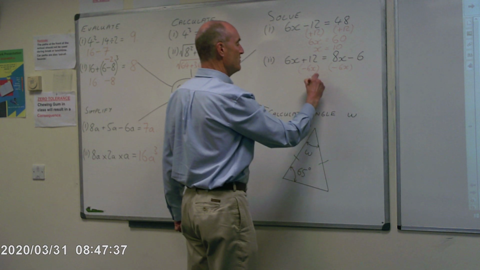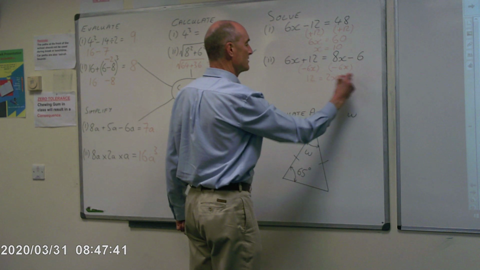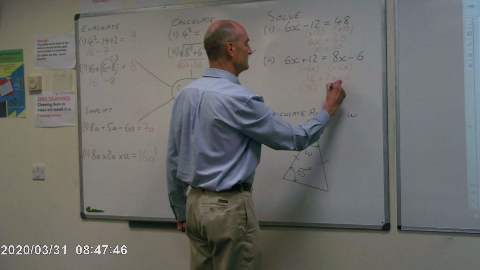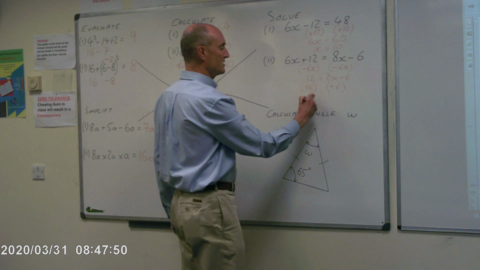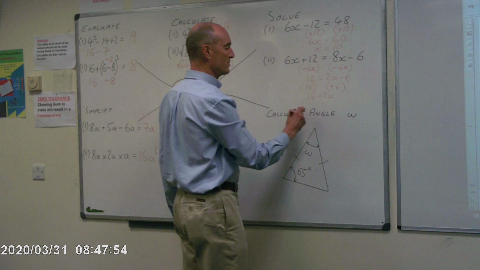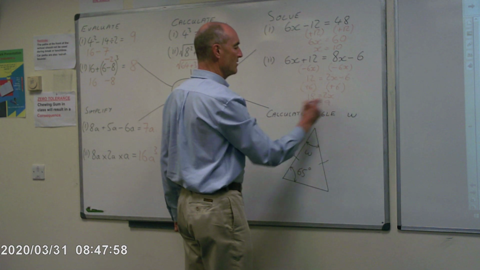So I have 12 equals 2x minus 6. Add 6 to both sides. Gives me 18 equals 2x. Divide both sides by 2 to get the x on its own, and x equals a value of 9.